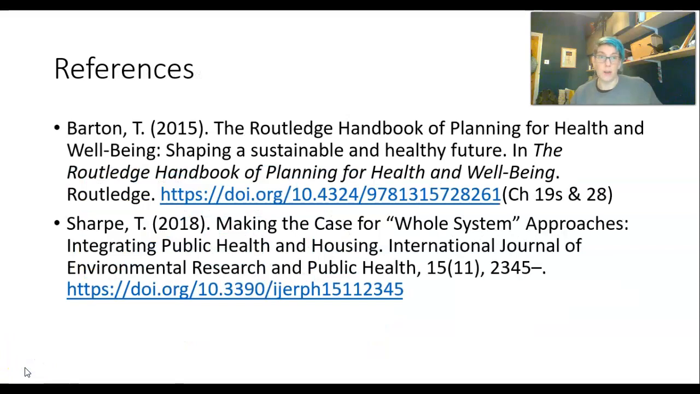As I said, there's a wide literature on this. This is just two texts, but the module textbook, the Routledge Handbook of Planning for Health and Wellbeing, has excellent chapters looking at both specific issues around housing and health, but also a general overview. So chapters 19 and 28 in particular I'm recommending. And then the other paper is the key reading for the class this week, which talks about some of those overarching issues and goes into a bit more detail as well.